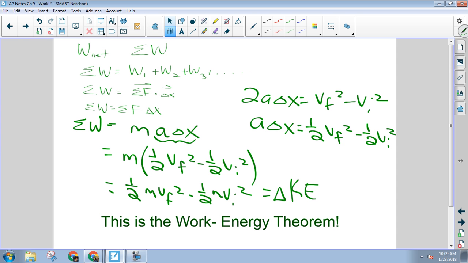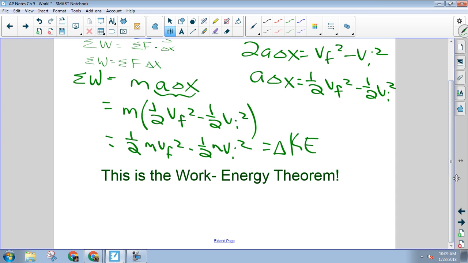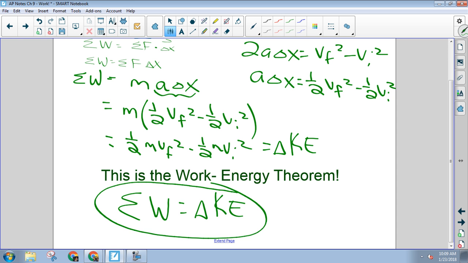Okay. So when it says this is the work energy theorem, it means this: net work is change in kinetic energy. So that is a very well-known theorem. It's called the work energy theorem, sometimes the work kinetic energy theorem. Yeah. Right. All right. Everybody good? All right, so this is big. You absolutely need to know that.